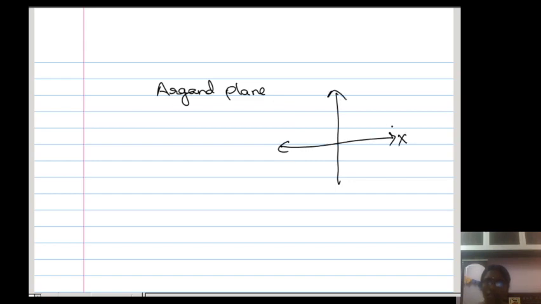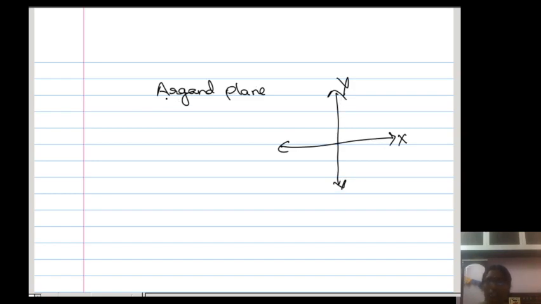Good morning, students. Today I want to discuss geometrically in the Argand plane. So what do we want to discuss in the Argand plane? What is the Argand plane? XY. Geometrically, X. This is called the XY plane, complex plane or Argand plane. This is the real axis, and this is the imaginary axis. This is called the Argand plane.